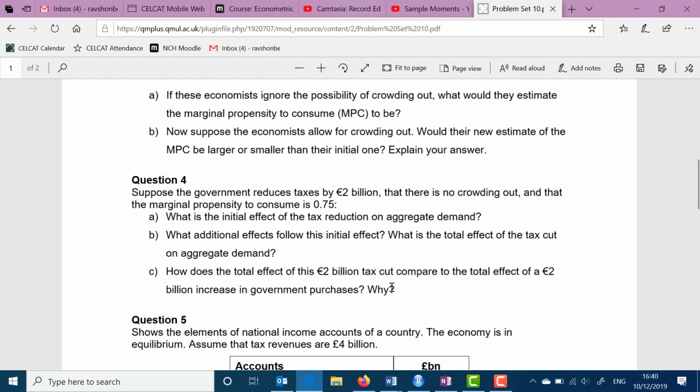Right. So B now, guys. B. Now, suppose the economists allow for crowding out. Would their new estimates of the MPC be larger or smaller than their initial one? Right. Smaller. It will be smaller, won't it, if there's crowding out. The reason is, let's look at the crowding out.